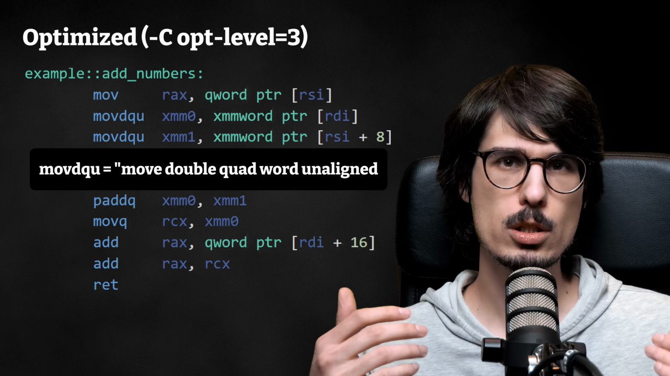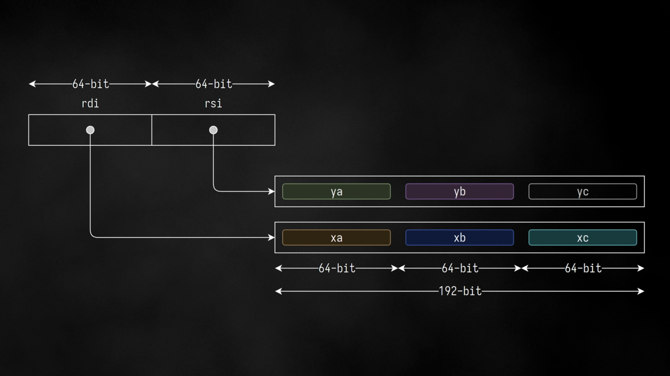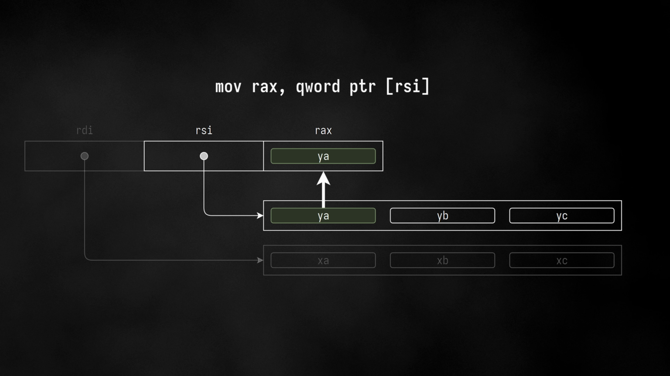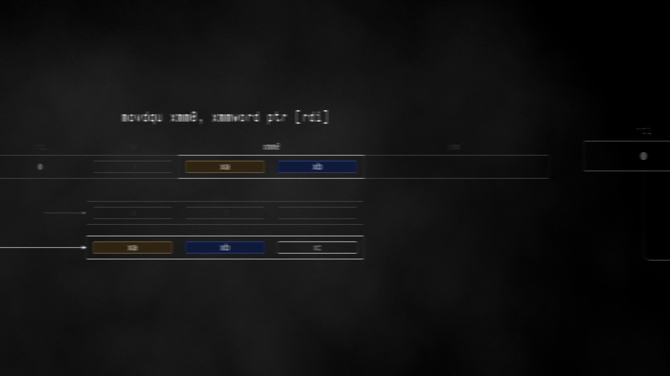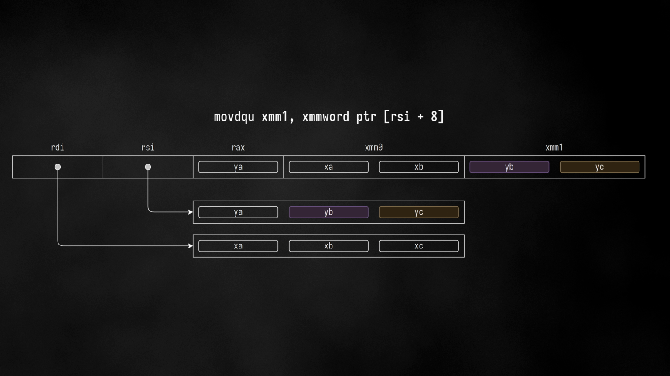Let's follow what the function does step by step with diagrams. So originally both structs are somewhere in memory, each field 64 bits. RDI points to X and RSI points to Y. The first move copies the first field of Y, YA, to RAX. Then XA and XB are moved in one instruction to XMM0. Then YB and YC are moved in one instruction to XMM1, thanks to that +8 offset here, skipping over the 8 bytes or 64 bits of the YA field.